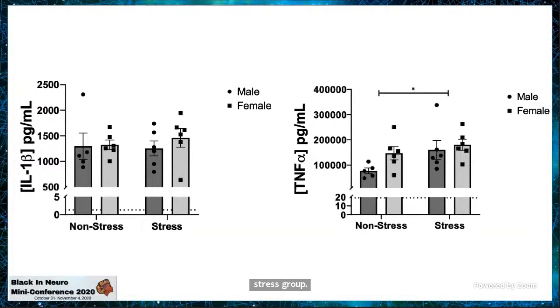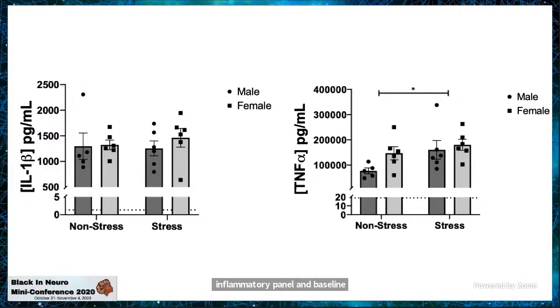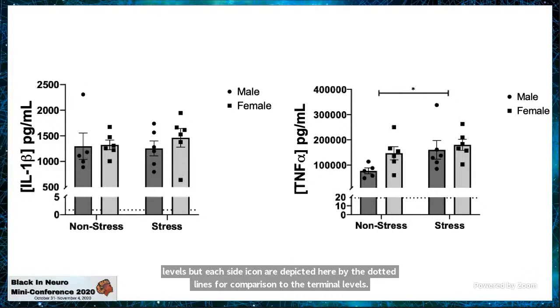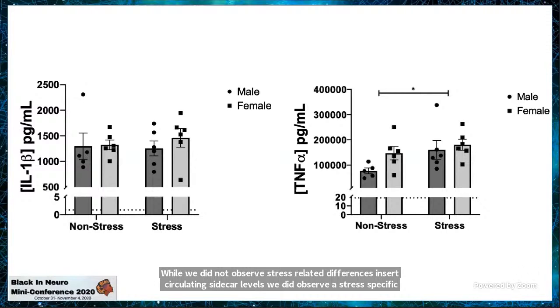While we did not observe stress-related differences in circulating cytokine levels, we did observe a stress-specific difference in peripheral cytokine levels. While IL-1 beta circulation did not increase following predatory stress exposure in response to an acute inflammatory trigger, as displayed in Figure 1, peripheral levels of TNF-alpha did increase, as pictured in the second figure.